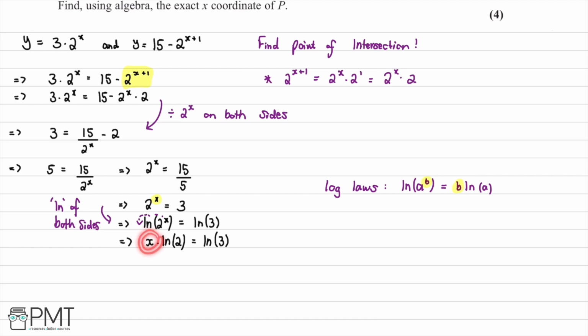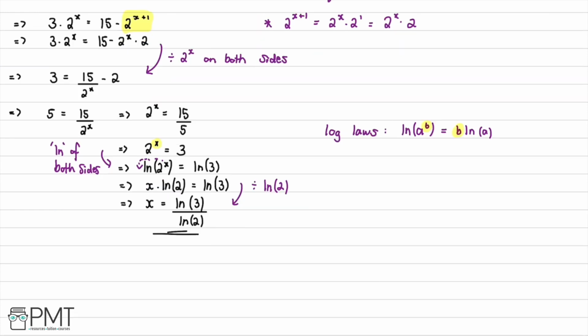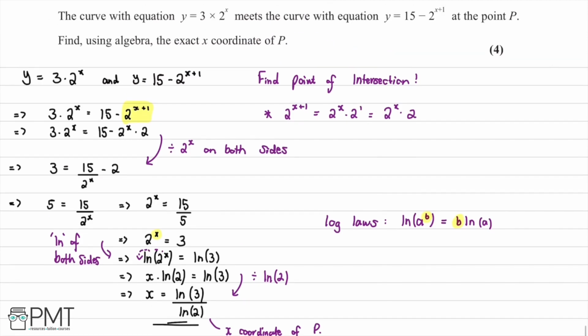So now we have our x almost isolated on its own, and we can divide both sides by ln of 2, which will get us to our final answer. So x is equal to ln of 3 divided by ln of 2. And therefore we've found x, and that is the exact x-coordinate of P. Just annotate in here that we divide both sides by ln of 2. This x value is the x-coordinate of P. So therefore, we have completed this question.